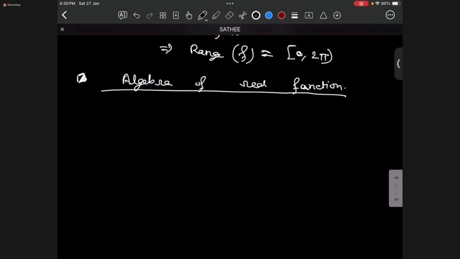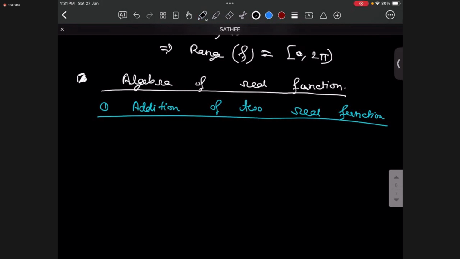What do we mean by algebra of real functions? Algebra of any kind means there must be addition, multiplication, subtraction, and division. So first, addition of two real functions. How can we do that? Let we have two functions, f from X to Y and g from X to Y.